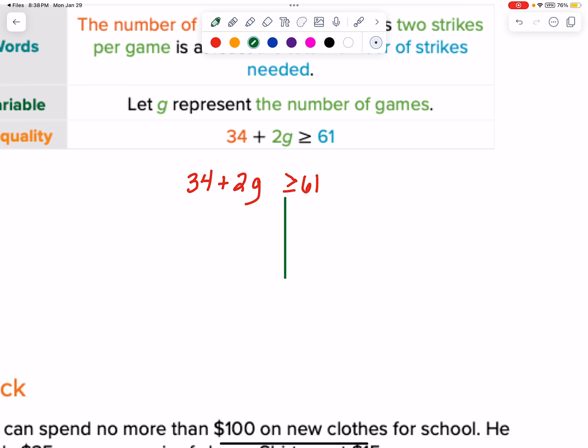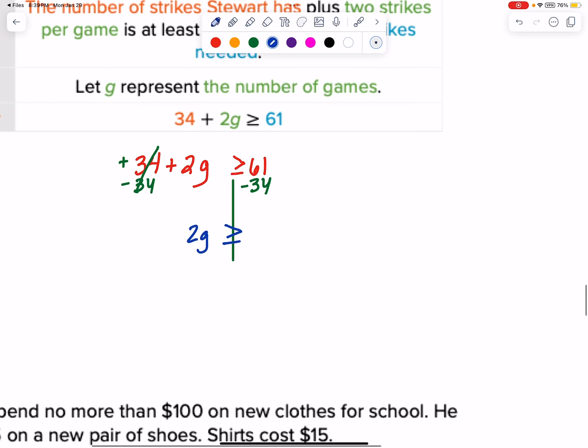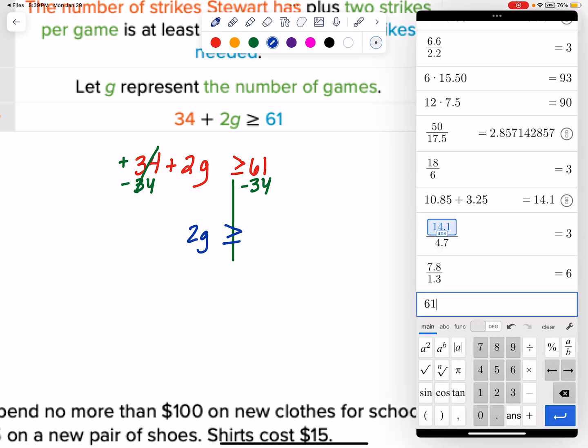So what do we do first? You have to take care of addition and subtraction. We're not going to move this whole 2G over there. That doesn't make sense. We want to get the G's on one side, numbers on the other. I have a positive 34, so I'm going to subtract 34 on both sides. Just be aware of what that 34 really is. This cancels out, and we're left with 2G. Did we multiply or divide by a negative? Nope, we just subtracted. Less than or equal to 61 minus 34, and we get 27.